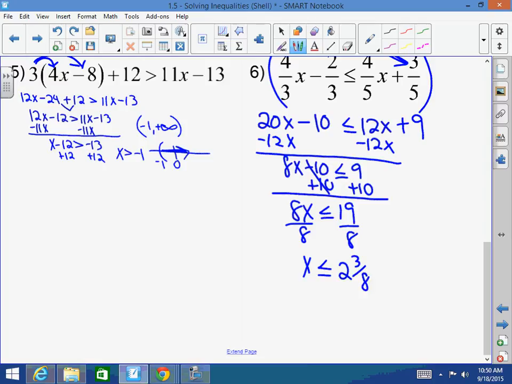Now let's graph it. That's between 2 and 3. So between 2 and 3, it's about here. Shaded to the right. My interval notation, 2 and 3/8, comma, to plus infinity.